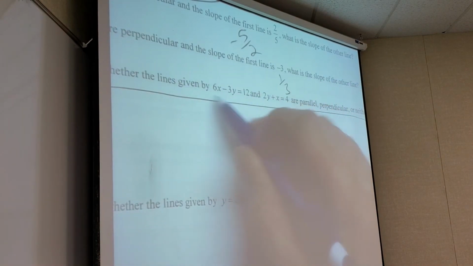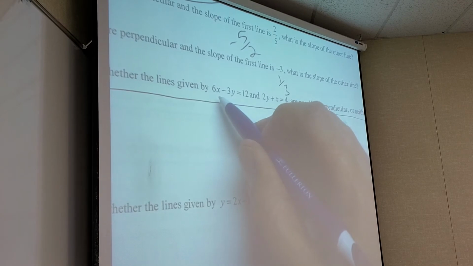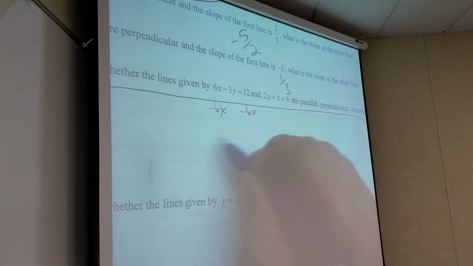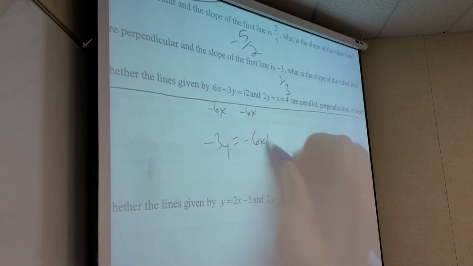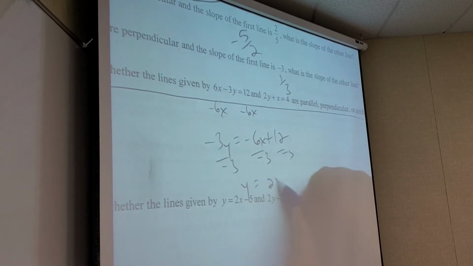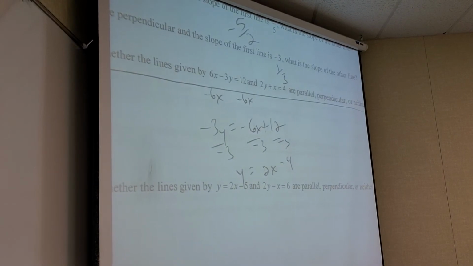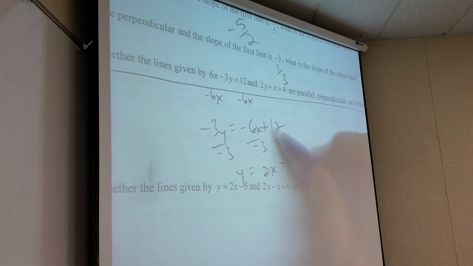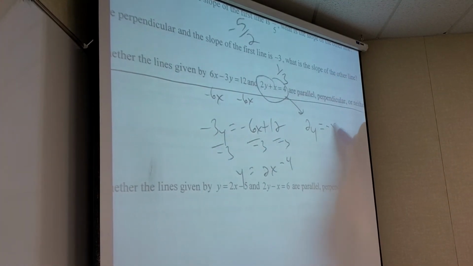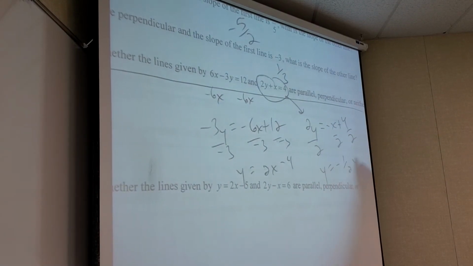I can't tell what the m is the way it is, can I? I have to get what by itself? Y. So here, if I subtract 6x, divide by -3, I get y equals 2x minus 4. Is that right? The two negatives cancel there. If I do the same thing with that one, it's not going to be as bad because I just subtract x, then divide by 2. I get y equals -1/2 x plus 2.